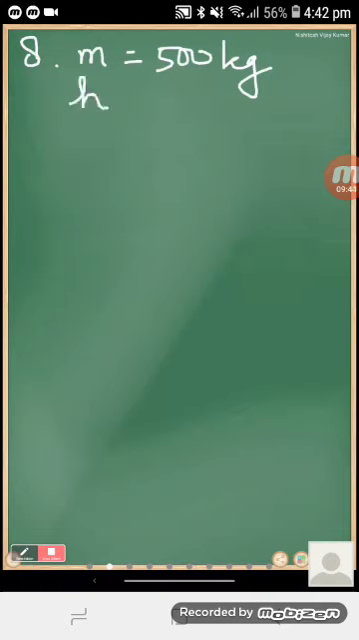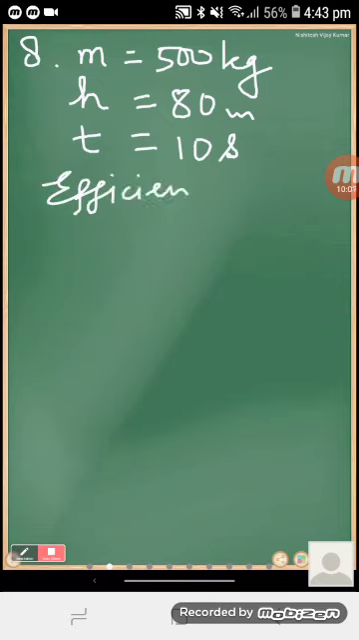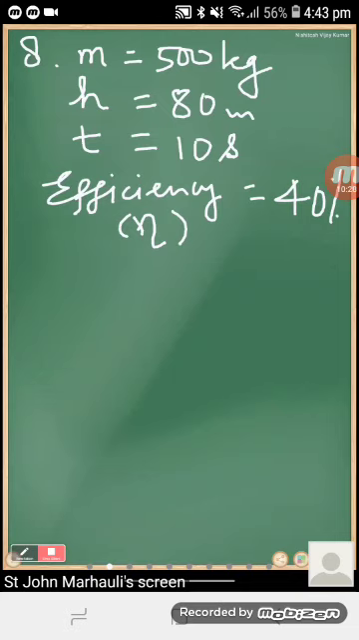Number 8. A pump is used to lift 500 kg of water, so the mass of water comes up to be 500 kg. From a depth of 80 meter, so height is 80 meter. Time is 10 seconds. The efficiency is given, generally denoted by eta, as 40%. Now, the efficiency factor we will be dealing with a bit later. So g is given as 10 meter per second squared.